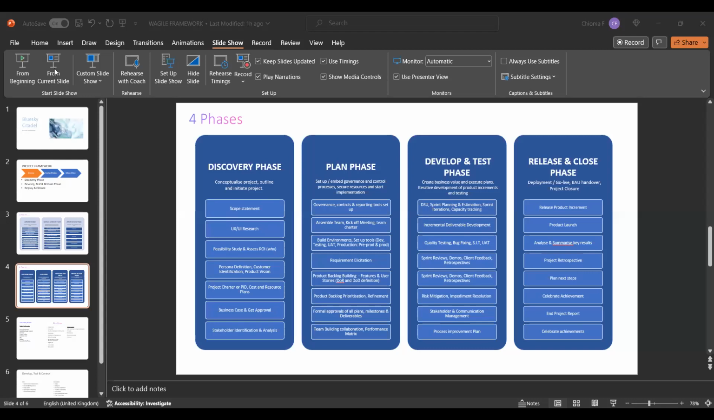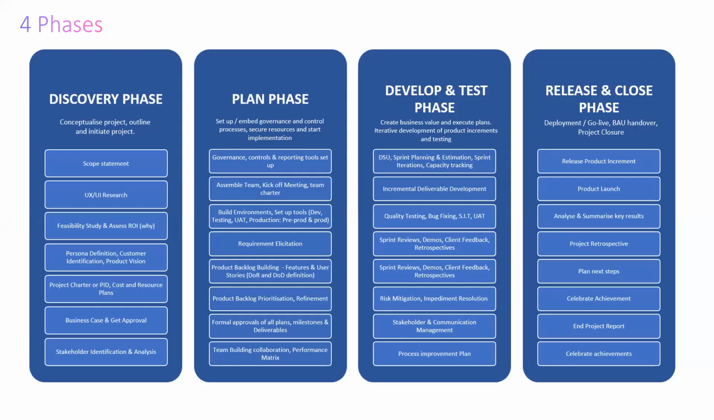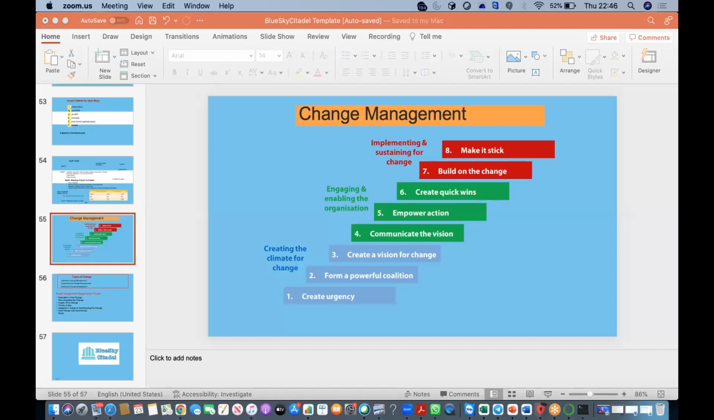I was told I can't start sharing. You are still sharing. Oh, sorry. I was just sharing the 4 slides. I don't know if you can see it. The 4 stages: discovery, plan phase, develop and test phase, release and close phase. Okay, good. I'll stop sharing so you can share. Can you guys see my screen? Yes, we can.